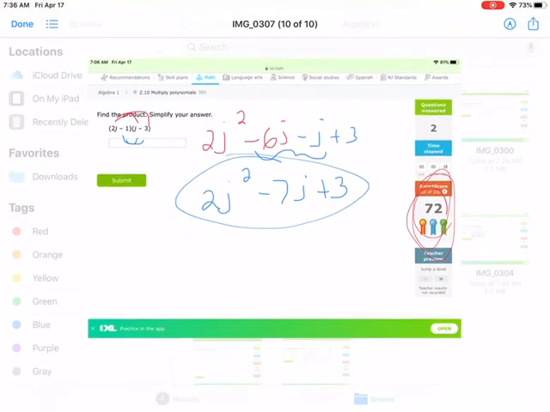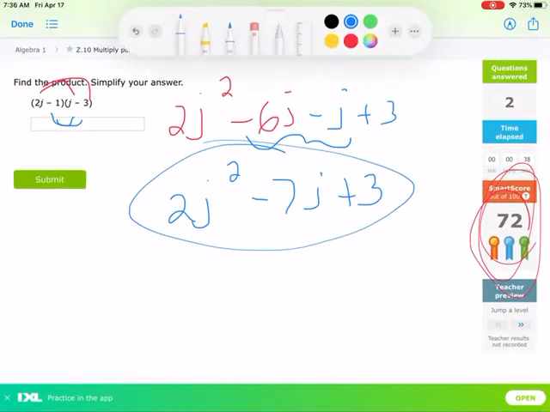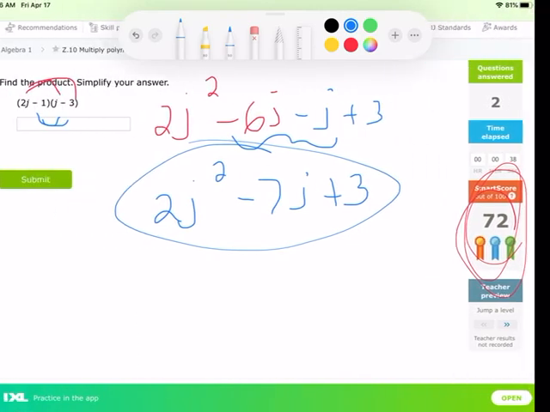Let's see. Is that my last one? Z10. Did I do another one? Oh, no. Yep, that's my last one.